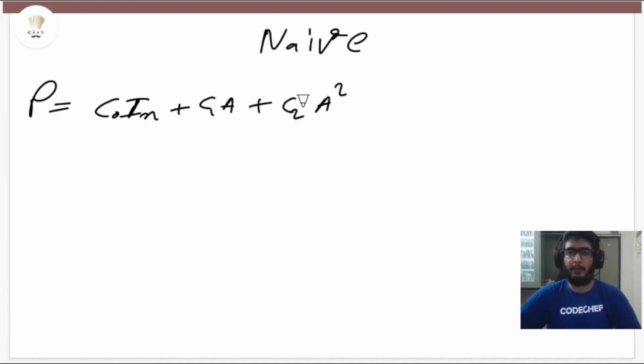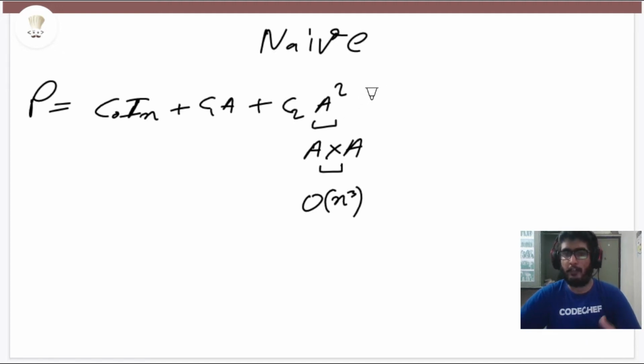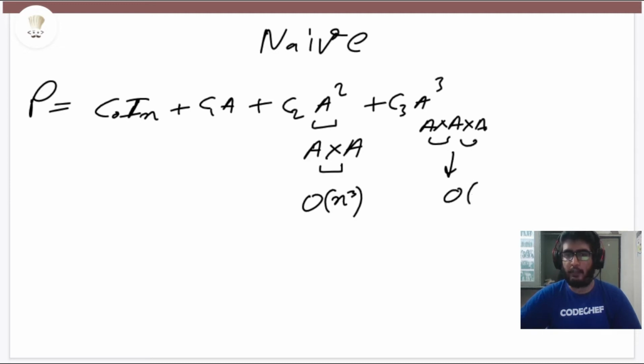This is where the problem starts to arise. Because to evaluate A square, you have to multiply A with A itself, and the matrix multiplication time in the naive method is big O of n cube, which is not going to fit in our time complexity, right? Furthermore, for the remaining terms as well, you are going to have a similar time complexity because there will be matrix multiplication there as well, and each matrix multiplication is going to take big O of n cube time, right? Up until Cm minus 1 into A to the power m minus 1.